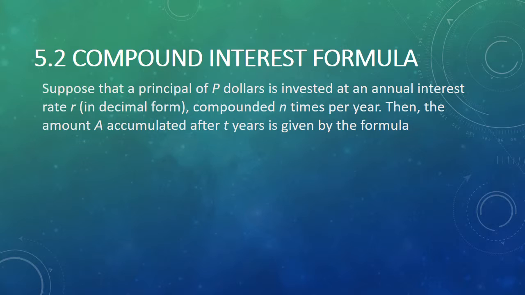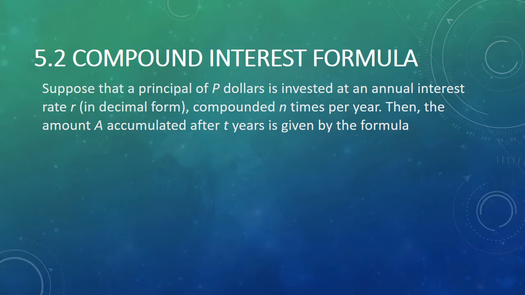And what we were doing there is we were working on the derivation of the compound interest formula. Compound interest is when the interest is calculated periodically and then added into the account so that the interest begins to earn interest. And it's a way of making your money grow faster. Suppose that the principal of P dollars is invested at an annual interest rate R in decimal form. Remember, you need to change percent to a decimal, compounded n times per year.